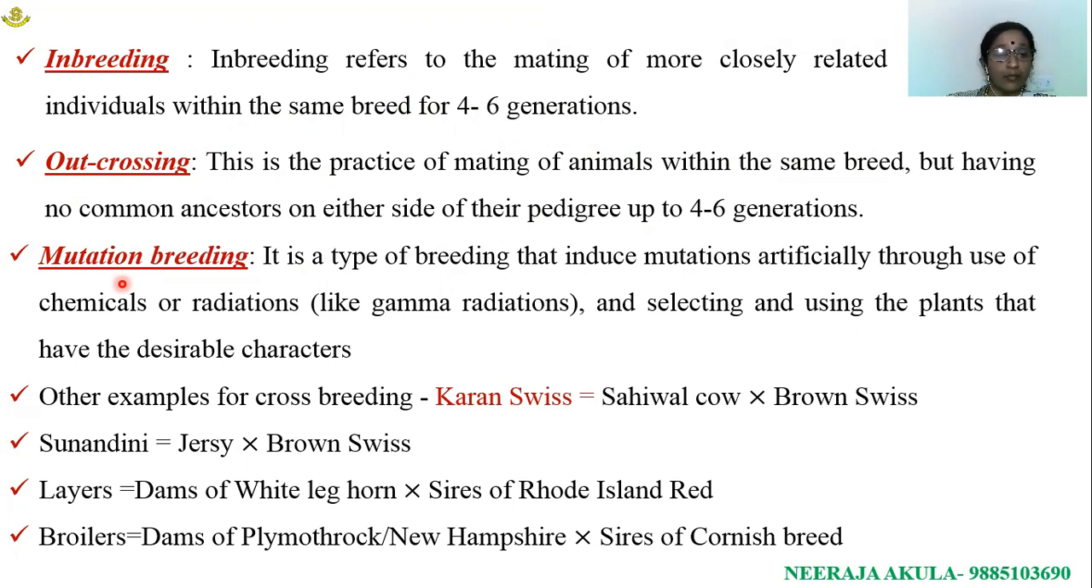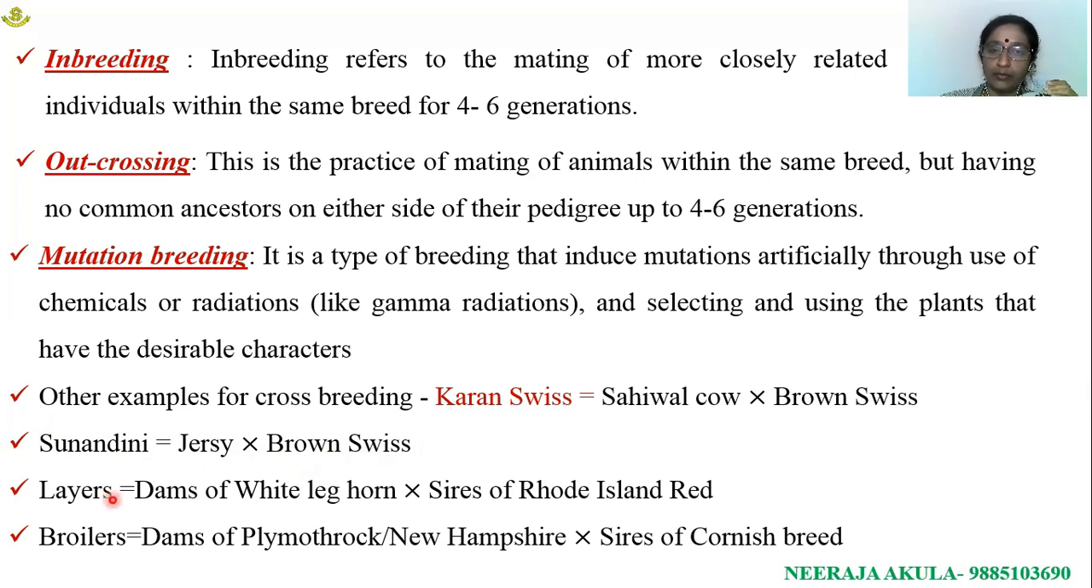So let us see some more examples related to crossbreeding. Karan Swiss is developed by NDRI, Karnal, where Sahiwal cow is mated with Brown Swiss. Sonadani is developed by NDRI, Kerala, where Jersey is crossed with the Brown Swiss.